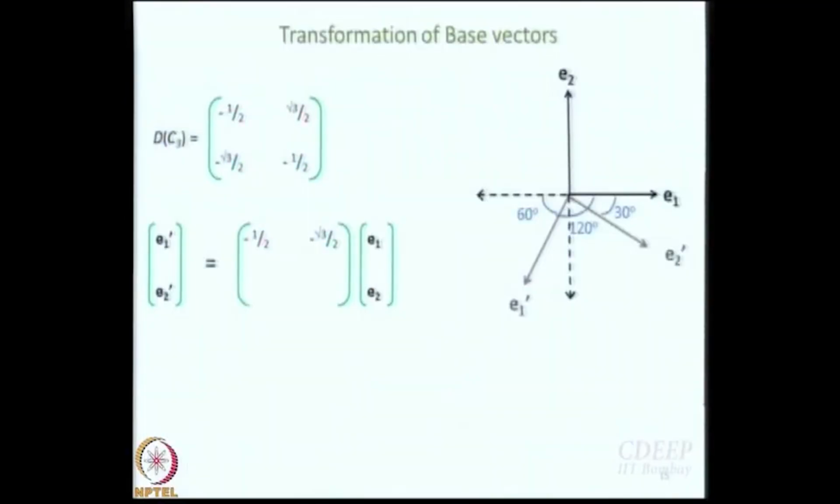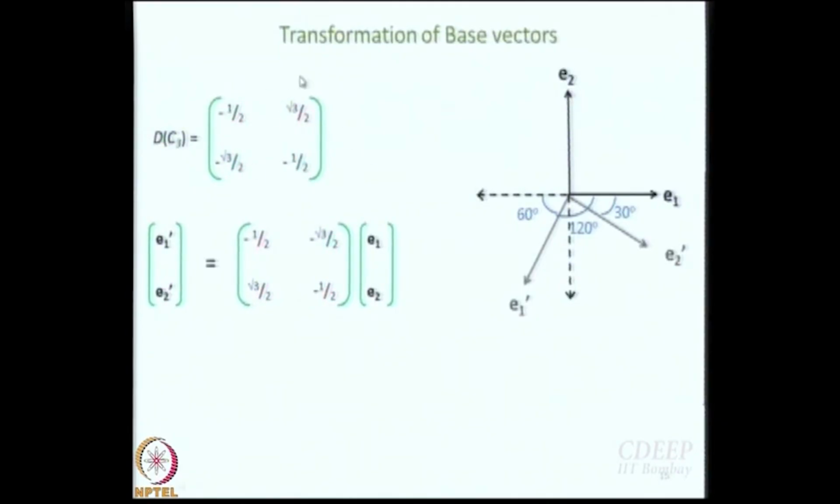What is E2 dashed? E2 dashed is equal to root 3 by 2 E1 and then minus half E2. Is that right? So this is the matrix that we get: minus half, minus root 3 by 2, root 3 by 2, minus half, right. So now see, we have two transformation matrices.